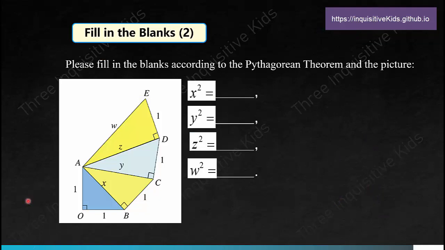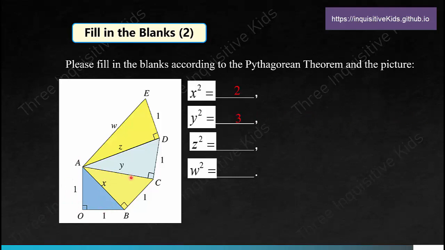Fill in the blanks 2. Please fill in the blanks according to the Pythagorean Theorem and this picture. So what is x squared, y squared, z squared, and w squared? This shouldn't be too hard because we've just learned the Pythagorean Theorem. Alright, first one, it's 2. So x squared is equal to 1 squared plus 1 squared, which is equal to 2.